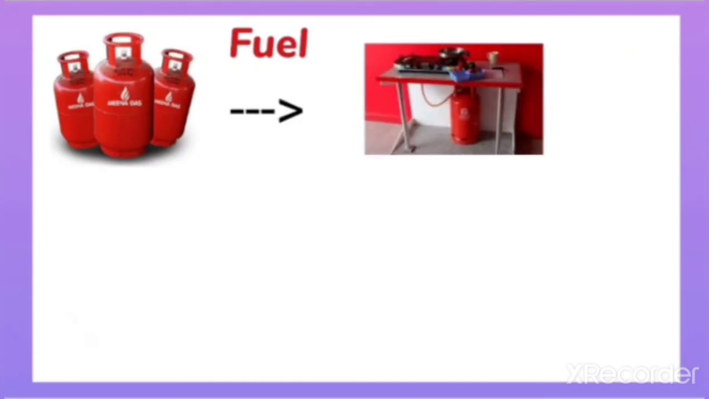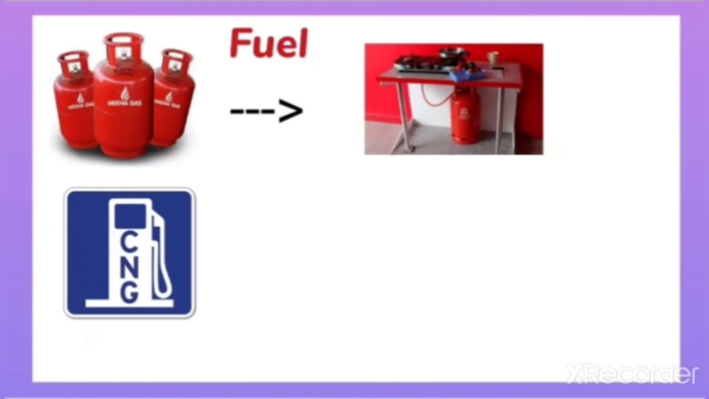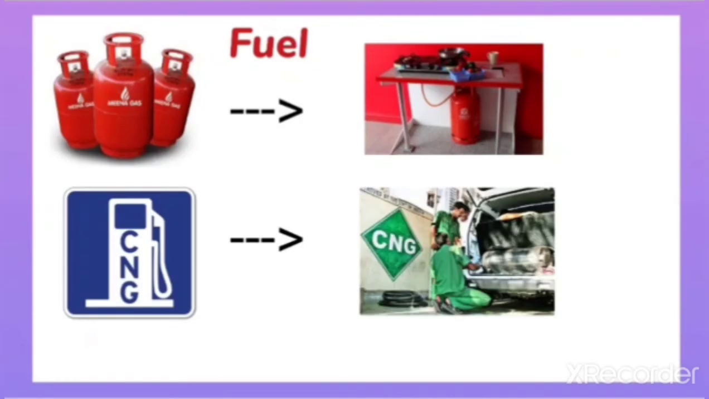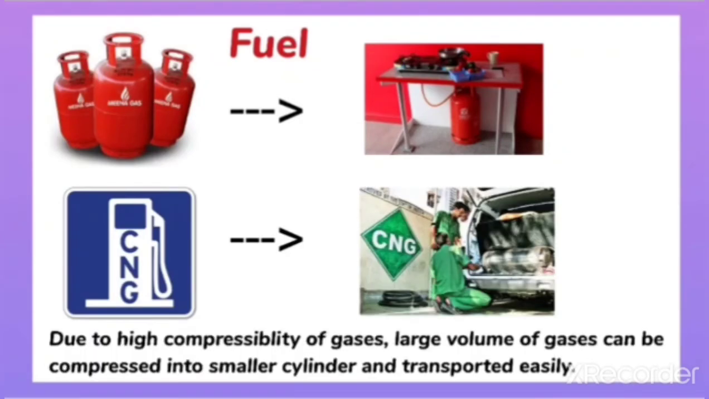For example, some fuels like LPG, that is liquefied petroleum gas, the cylinder that we get in our home for cooking. Another example is compressed natural gas, called CNG, which is used as a fuel these days in vehicles. Due to its high compressibility, a large volume of gas can be compressed into a smaller cylinder, and it can be transported easily.